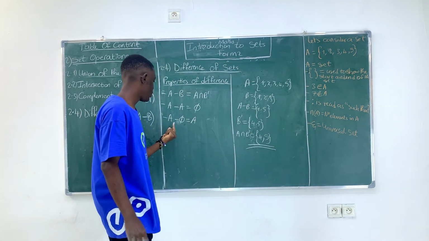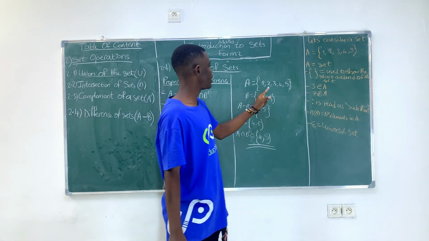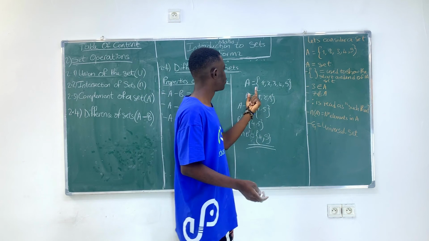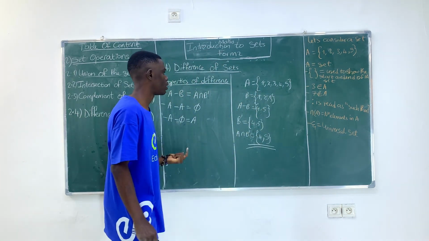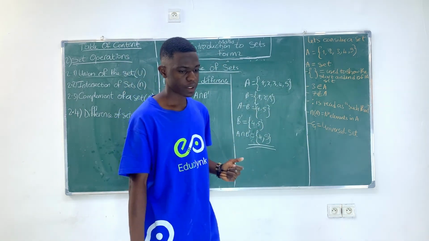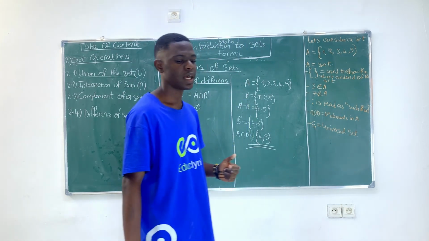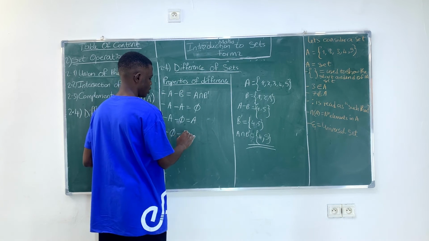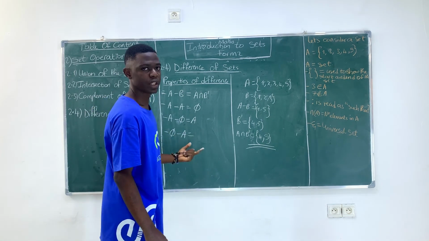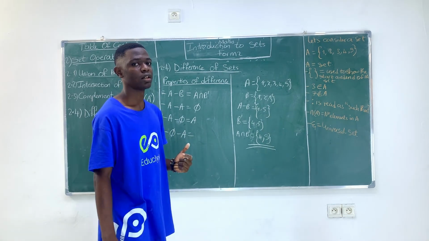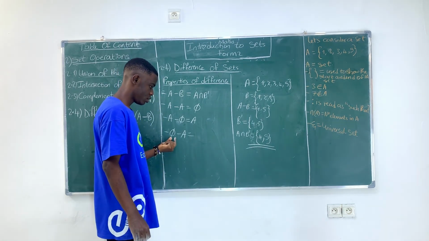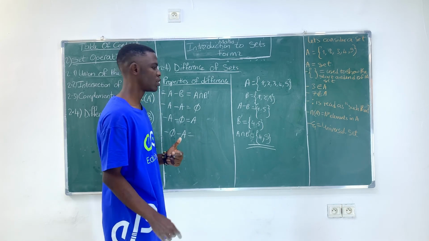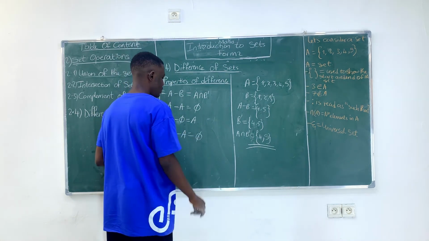So A minus an empty set means inside A you remove nothing, and an empty set is a set that has nothing. So if you remove nothing from A, you are going to have the same A. So what is the next property? It is an empty set minus A. What do you think an empty set minus A is going to be? No, it's not negative A. Yes, an empty set.